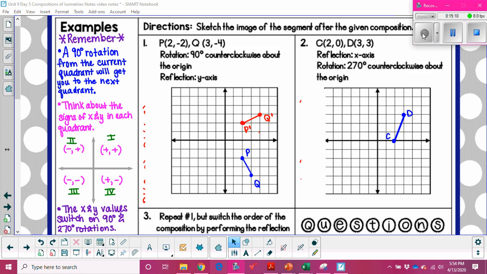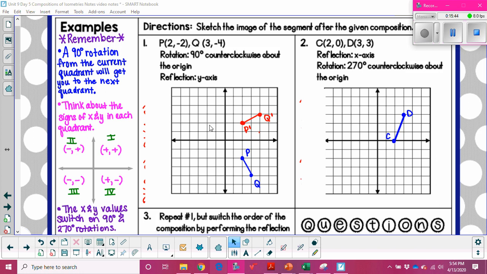Okay, so the next thing we have to do is reflect it in the y-axis. We're just going to be flipping it over the y-axis here. I'm just going to flip it over the y-axis. I know that I'm 2 away from the line of reflection right here, so I'm going to be 2 away over here. So P2 prime is going to be negative 2, 2.